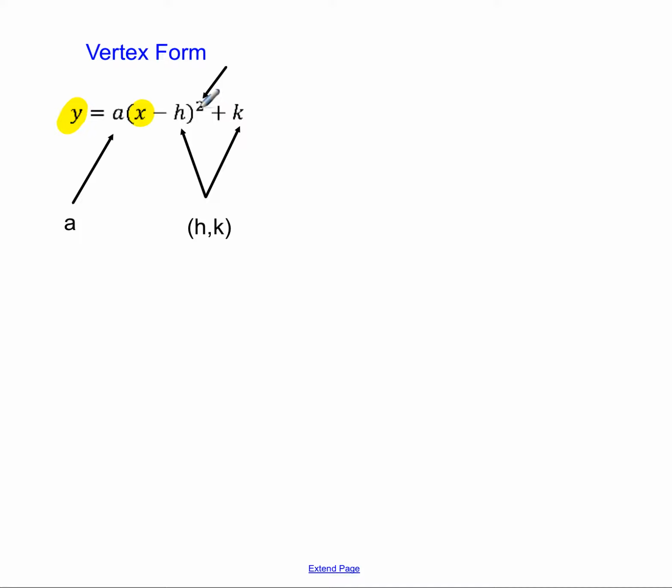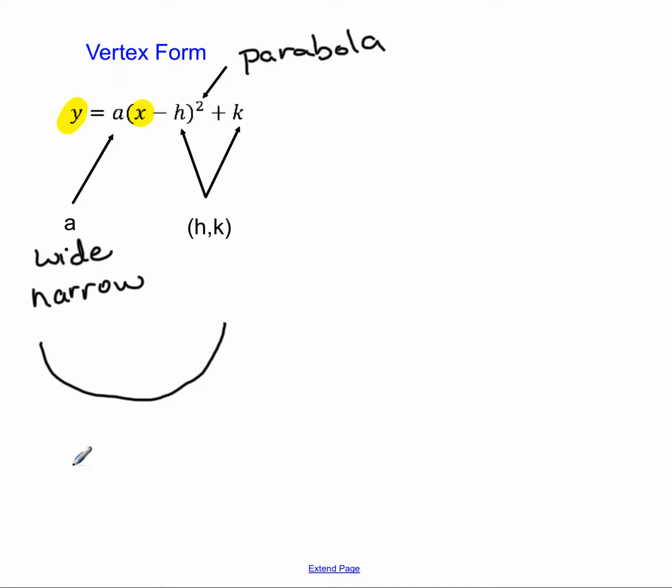So the first clue is you need to see the squared. If you see x in parentheses with something else and it's squared, then that tells you that this is indeed a parabola, or part of the parabolic family, or a quadratic equation, however you want to name it. A has to do with kind of like the slope, but it's not called slope. It's how wide or how narrow your parabola is. So a wide parabola would be more like this, and a narrow parabola would be more like this.